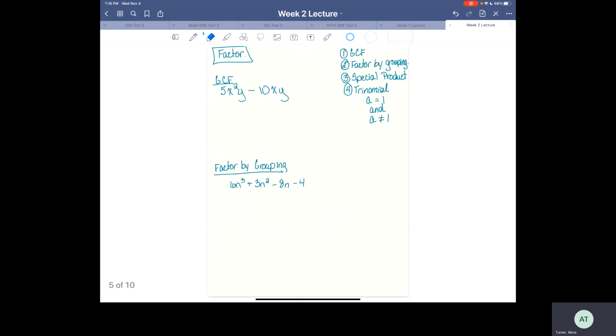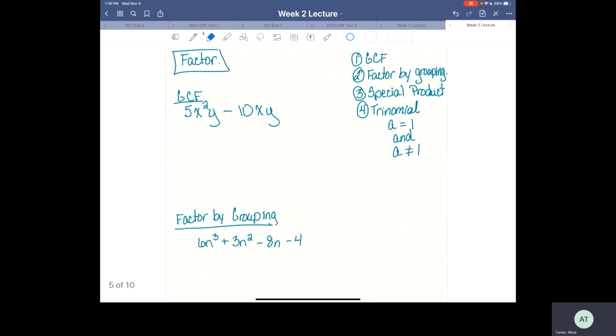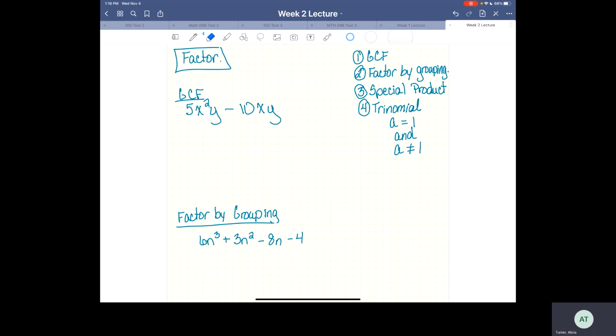Okay, so there are 4 different ways to think about factoring. And this is kind of the order that I would encourage you to start with. Go through each problem and say, okay, can I factor by GCF? Can I factor by grouping? Is it a special product? Okay, these are the things that I want you to think about. And these are the most important concepts and processes of factoring.